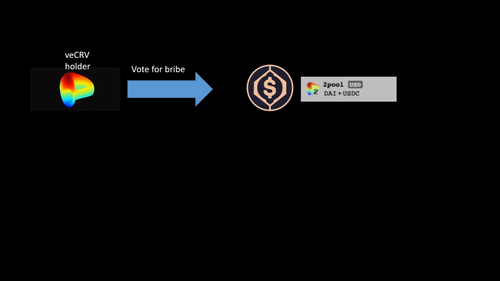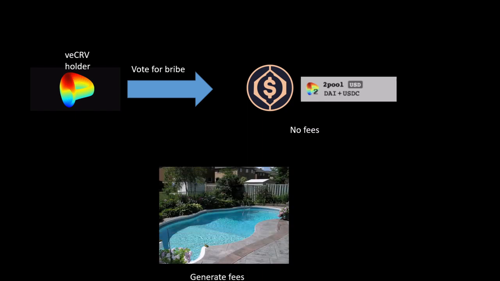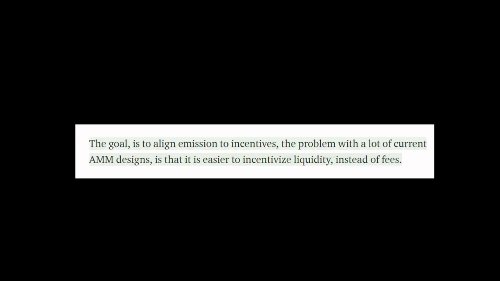Let's assume you are a veCRV holder. So you got a bribe to vote for the all USD Curve pool. Even if that pool doesn't generate any fees, you'll get all the fees generated by Curve, and also you'll get the bribe. So instead we can incentivize fees, and fees generated by the pools will go to the ones who voted for that pool. So as Andre states, the goal is to align emissions to incentives.